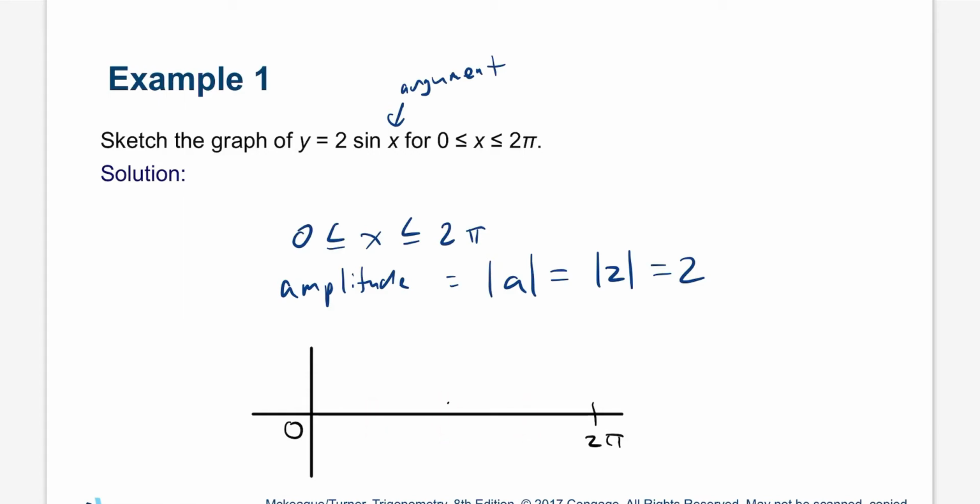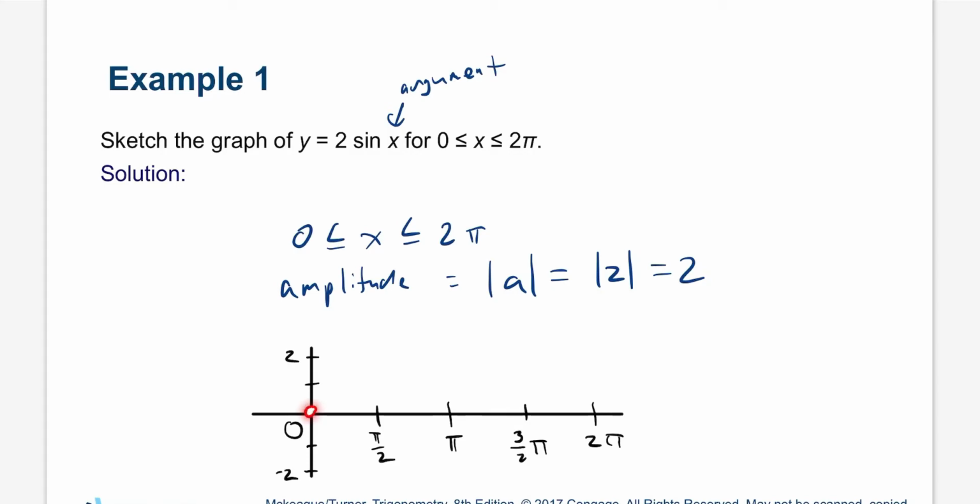The first midpoint, between 0 and 2 pi, is pi. The midpoint between 0 and pi is pi over 2. And the midpoint between pi and 2 pi is 3/2 pi. Your amplitude is 2, so therefore you want to go up to 2 and down to -2.